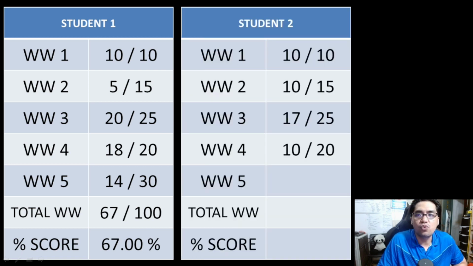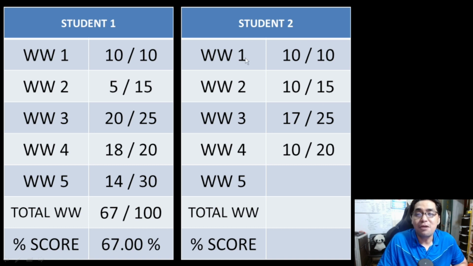Next, we have here student 2. Student 2 has, of course, the same written works 1, 2, 3, and 4, but earned different points during those written works. But what if the student missed written work number 5 due to unforeseen circumstances? There may be a lot of things that could have happened. For example, the student may have gotten sick, and it may be impossible and unfair for him to take written work number 5 due to being sick.